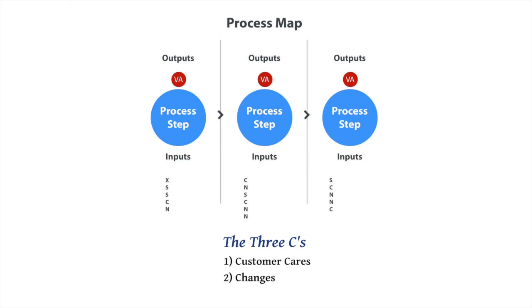C number 2 is for changes. It transforms information or materials. Are you physically changing the thing or information? The third C stands for correct, meaning done right the first time.